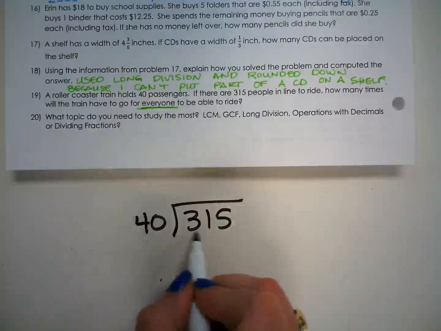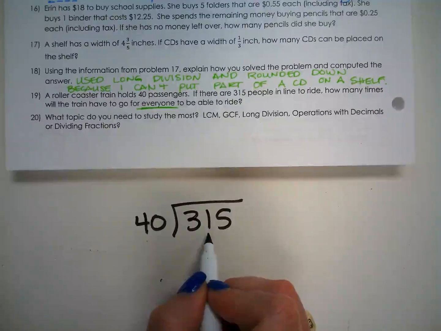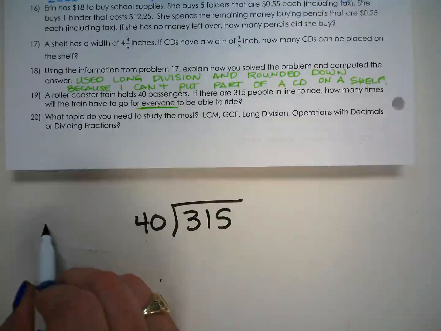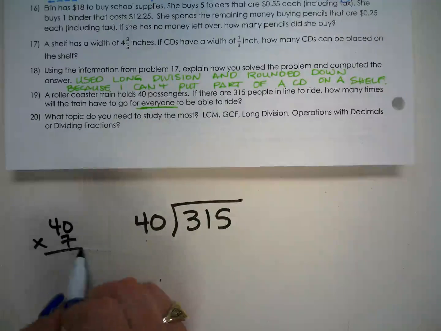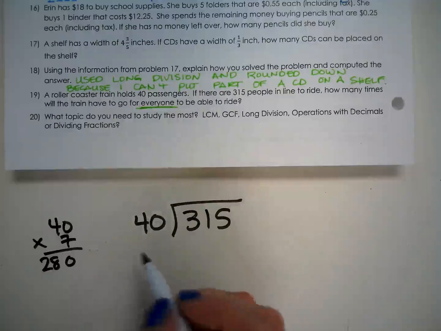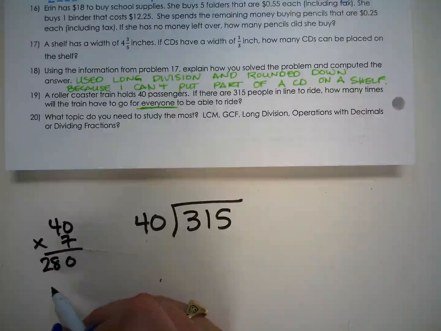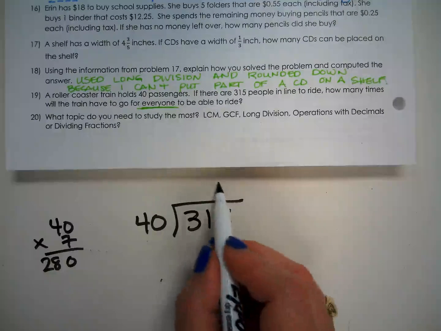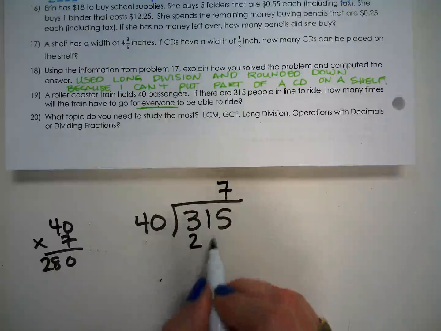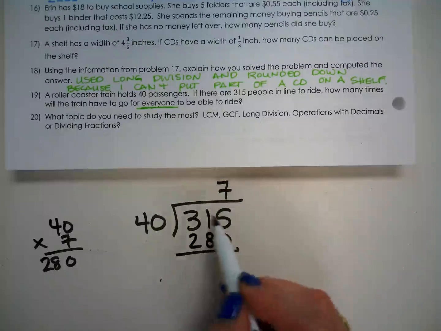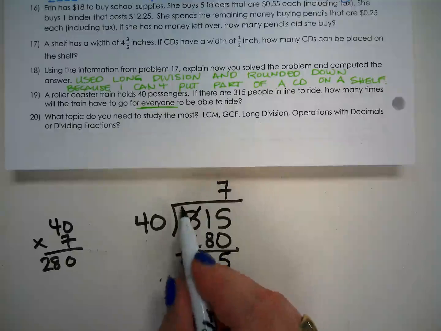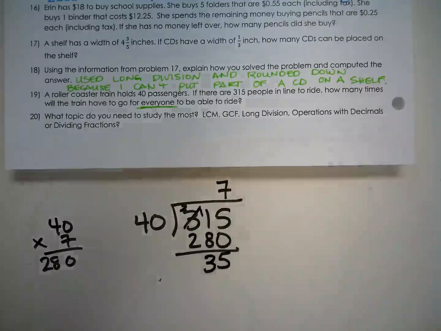So 40 doesn't go into 3, and it doesn't go into 31. And 4 goes into 31 about 7 times. So we're going to do this 40 times 7, 280. If I add another 40, I'm going to get up to 320. That's too much. So 7 times, leaving me at 280. If I subtract, I get 5. Remember, I've got to regroup here. I'll have 35 left over.